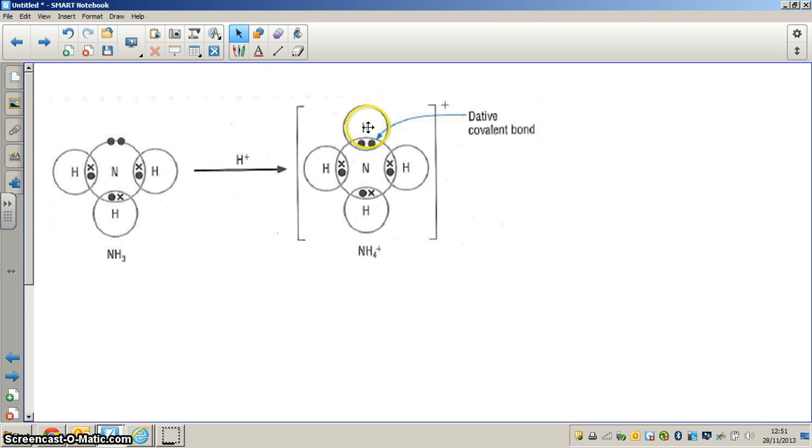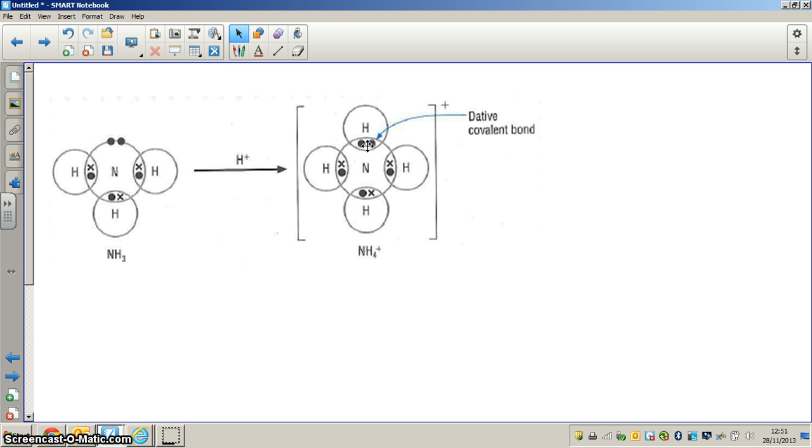And because we have an odd number of protons and electrons now, this molecule has a single positive charge, because we've added no more electrons, but effectively hydrogen is a proton. So we've increased the number of protons by one. We've got the same number of electrons, so we've effectively got one positive over. Hence we put it in square brackets and we show this with the positive sign up here. And this is our dative covalent bond.